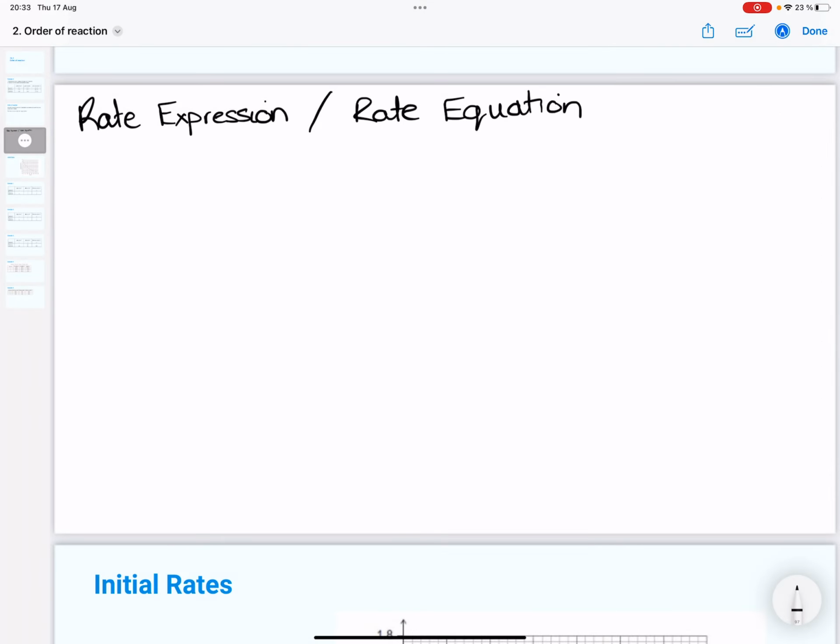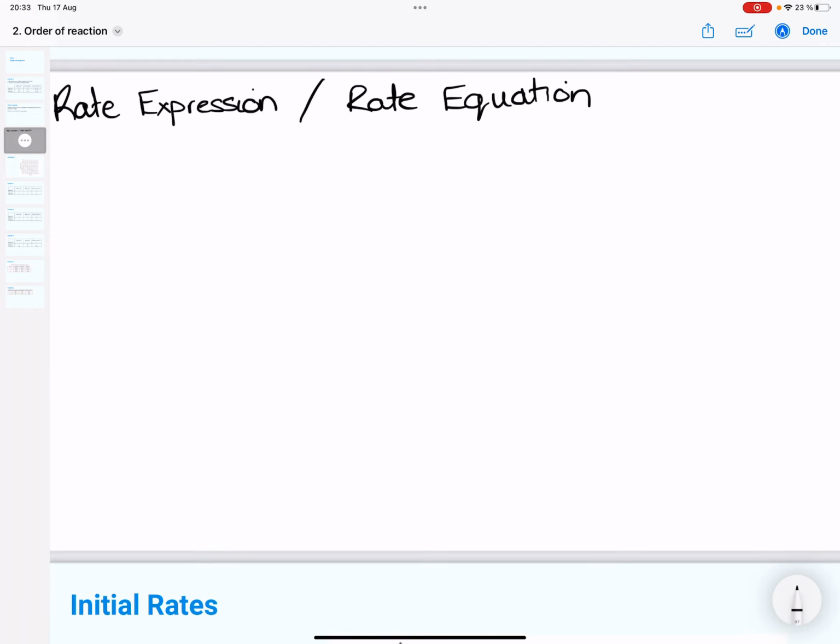Okay, what we're going to talk about is something called the rate expression, or rate equation. If we have a chemical reaction, A plus B reacts to form C, you know that the concentrations of A and B are going to impact the rate of reaction. We want to know by how much, because sometimes the concentration of A might have a bigger impact on the rate of reaction than the concentration of B. And those are called the orders of reaction.